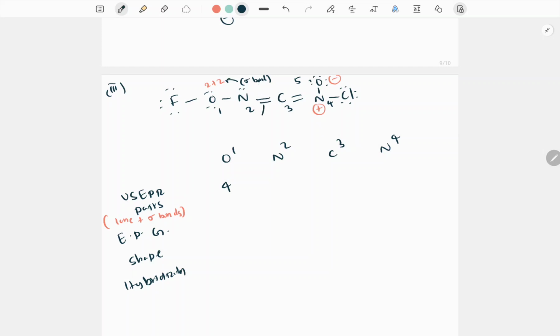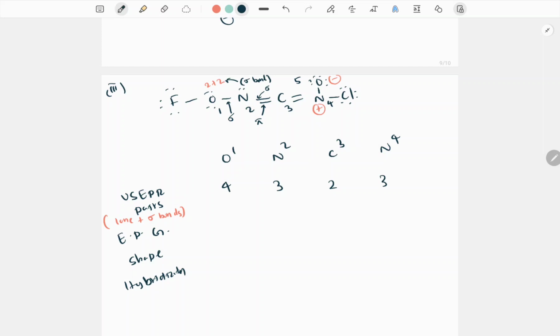This is a pi bond. This is a sigma, and here there will again be a sigma, 2 sigmas and 1 lone pair. The sum will be 3. C3 has only 2 sigmas, no lone pairs. N4 has 1, 2, 3.